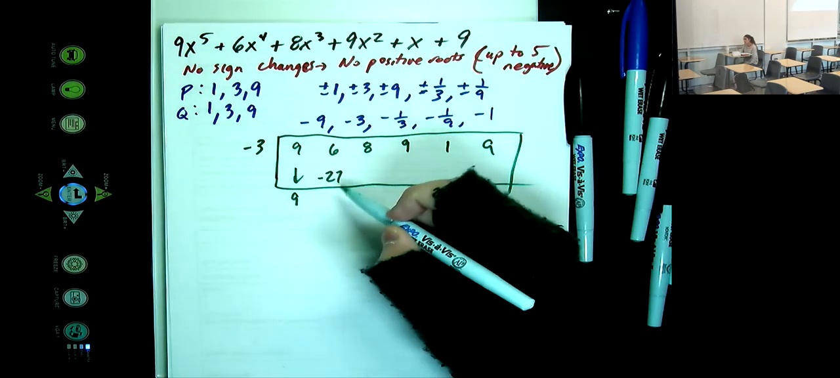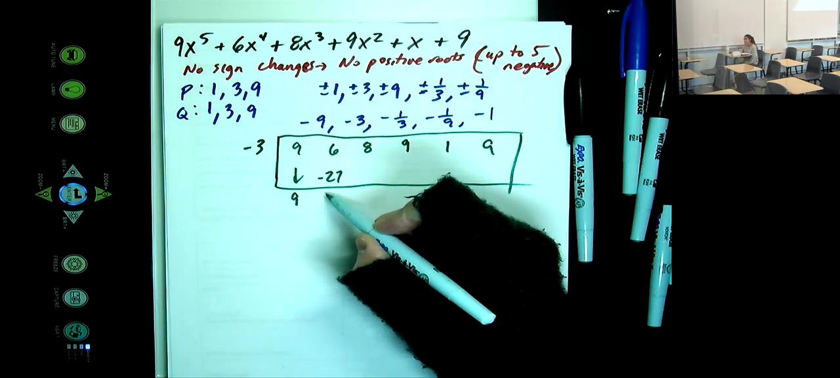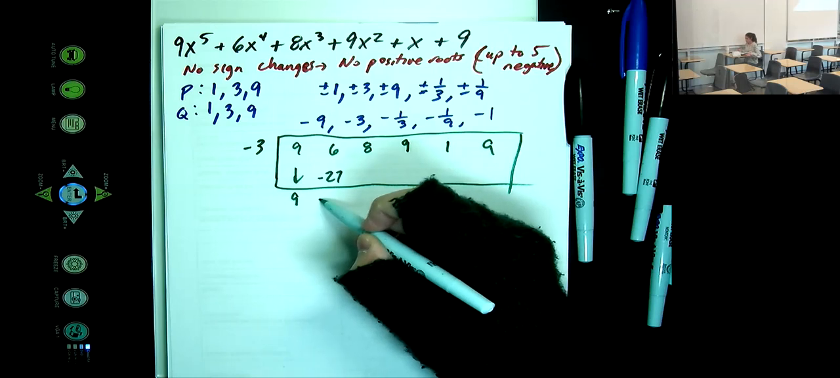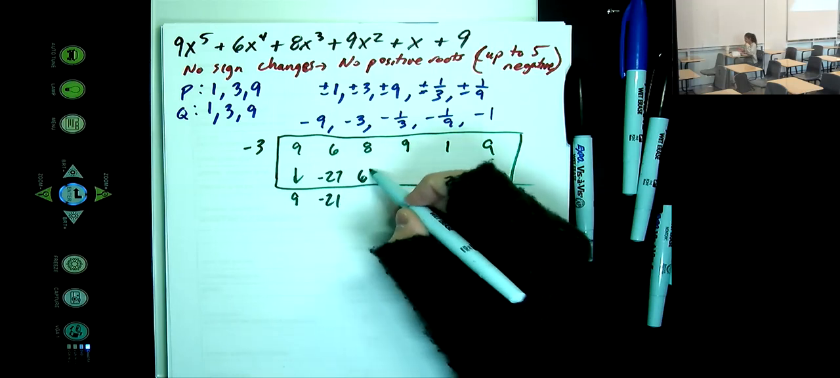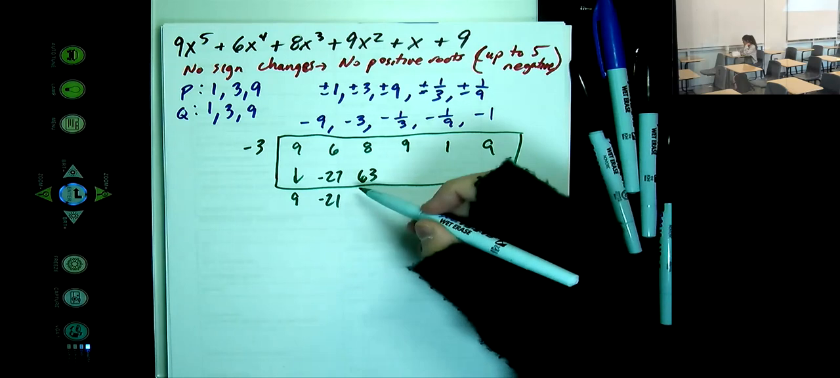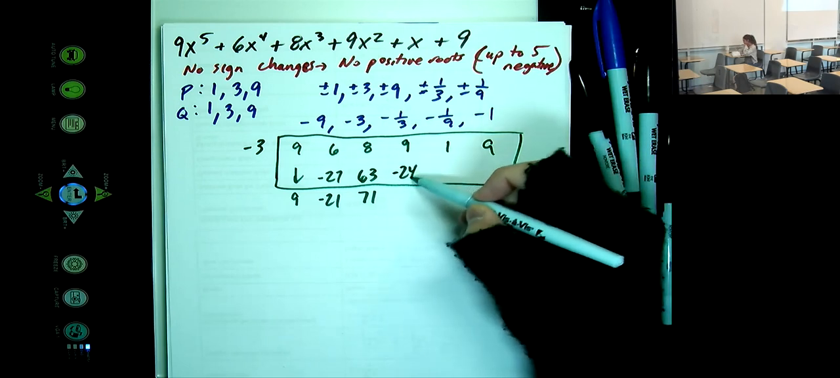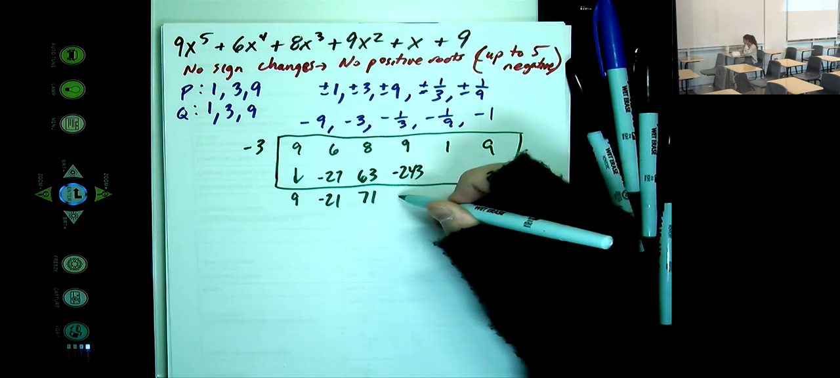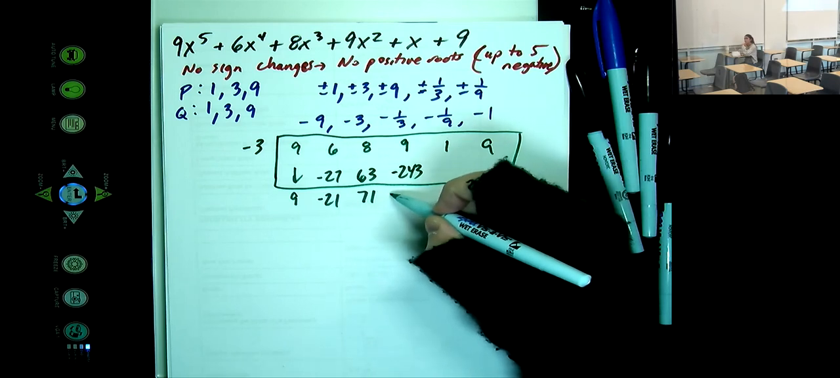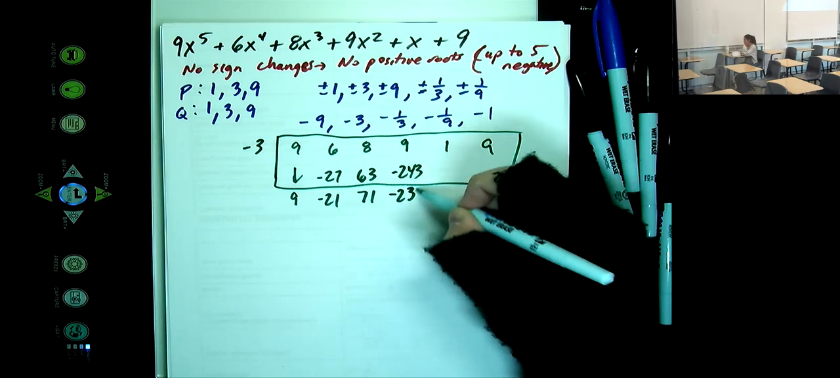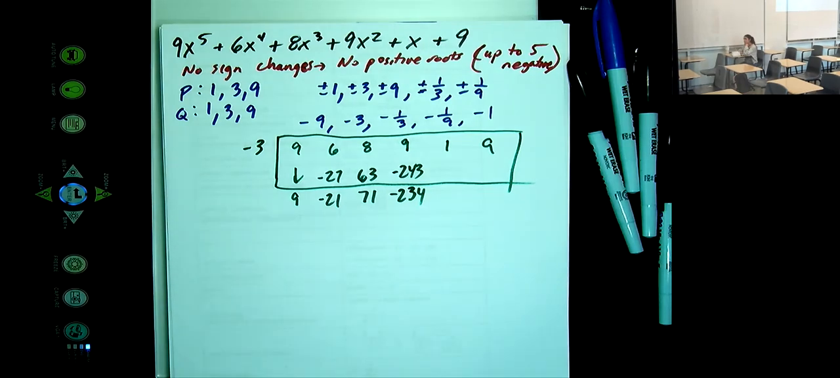That quickly took a turn for the worse, didn't it? This is -21, this is 63. This is just blowing up. I already think this is not going to work, because it just keeps getting worse. The numbers keep changing signs, but they keep getting bigger and bigger. That's not going to get us back to 0, there's no way. I'm going to stop there.